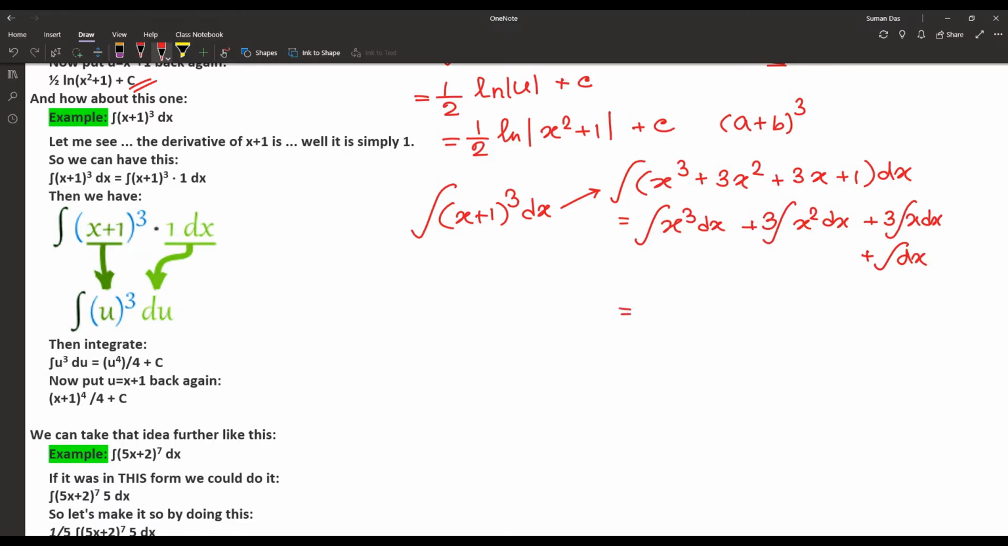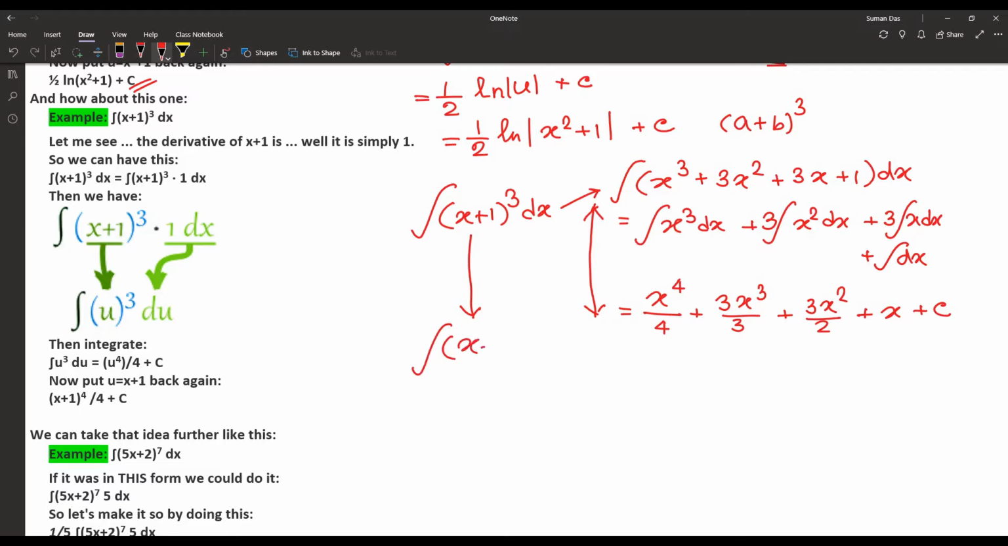So the result here becomes x to the power 4 by 4 plus 3 x cube by 3 plus 3 x square by 2 plus x plus integration constant. Now that is a lengthy process. Now if we consider the problem using the method of substitution, then we may consider integration of (x plus 1) whole cube into 1 into dx.